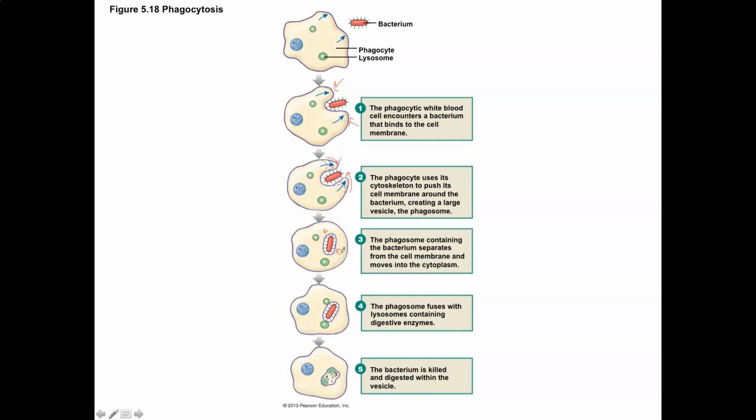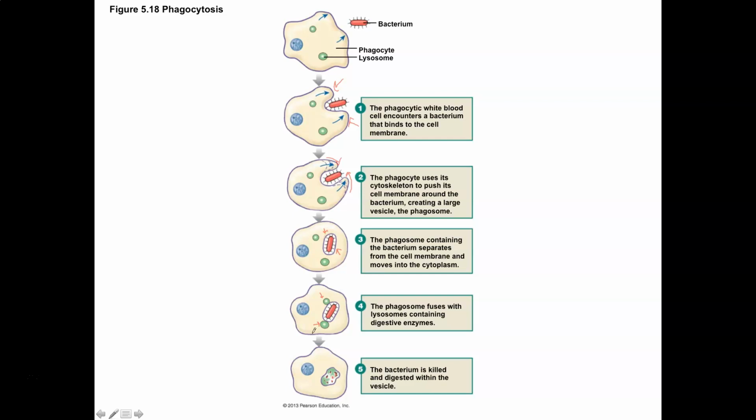And then phagosomes can merge with lysosomes. Those are shown in green here on the diagram. And lysosomes contain digestive enzymes. And those digestive enzymes can be used to break down what has been brought into the cell. In this case, a bacterium, but it could have been a large protein. And so you're using digestive enzymes to break down that protein. White blood cells use phagocytosis on a regular basis to pick up foreign particles, to engulf bacteria, and it's part of the immune system.